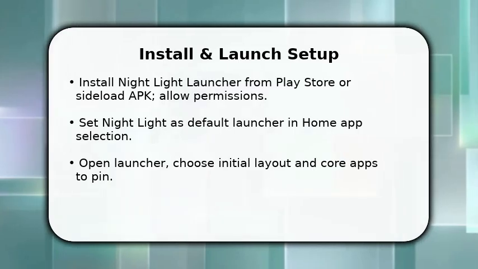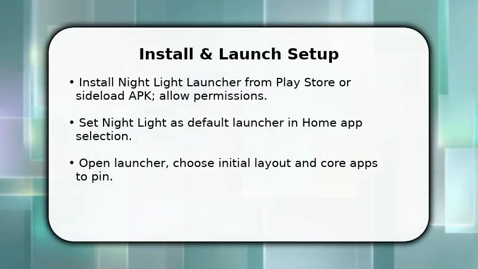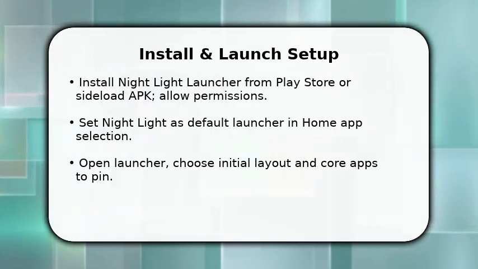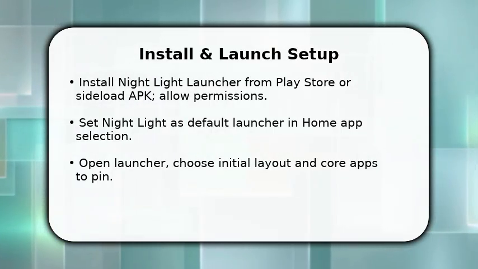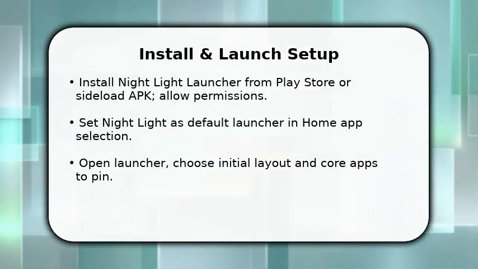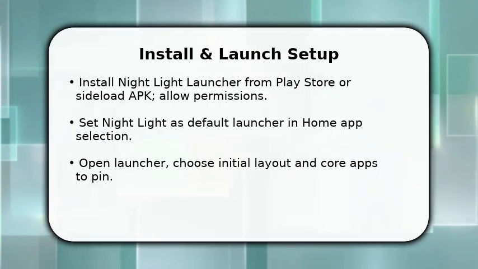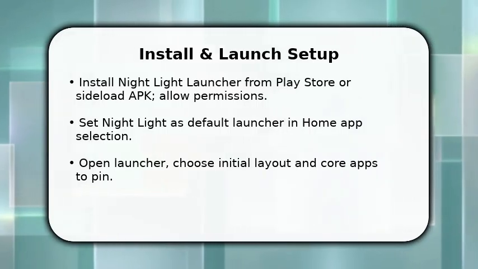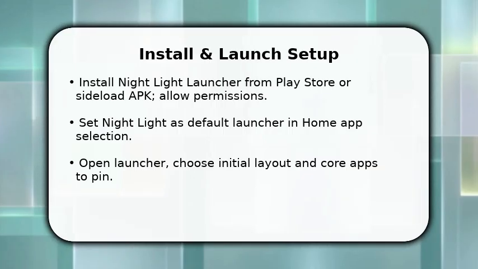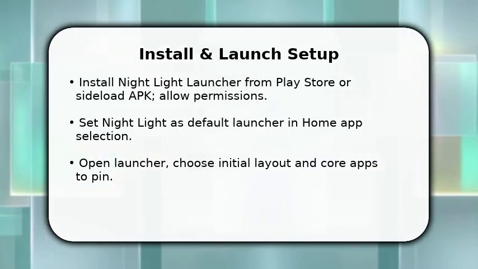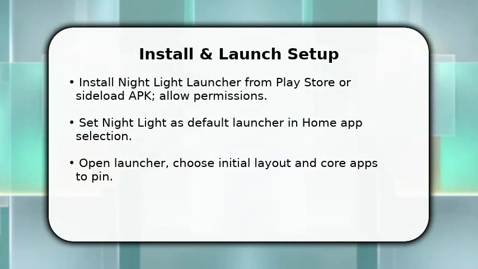You start by installing Nightlight and granting the essential permissions so it can manage your home screen and widgets. Once installed, set it as your default launcher immediately so icon changes apply system-wide. Open the app and pick a base layout. This decides rows, columns, and dock behavior. Then pin your most used apps to the primary pages. This makes navigation fast. Make sure to accept accessibility prompts when asked so gestures and shortcuts function properly.